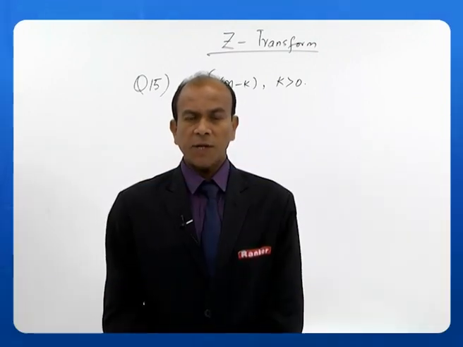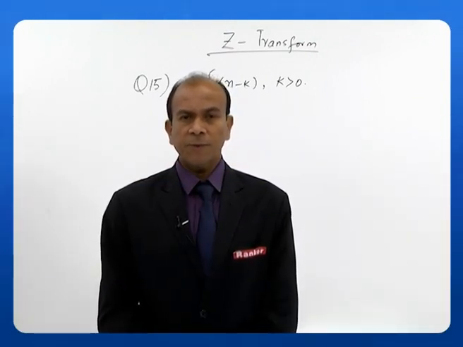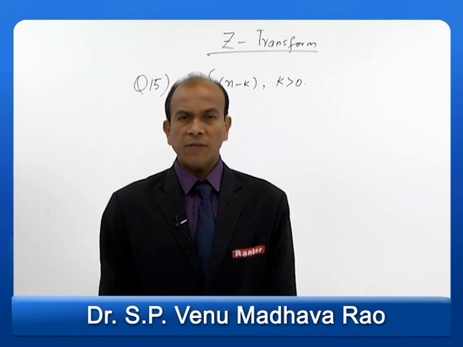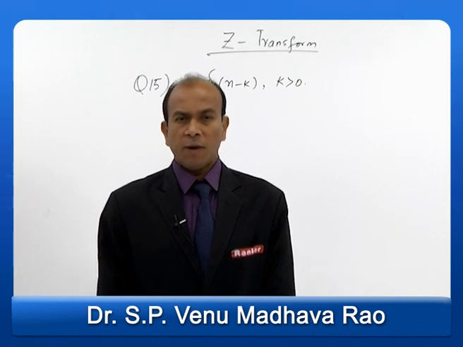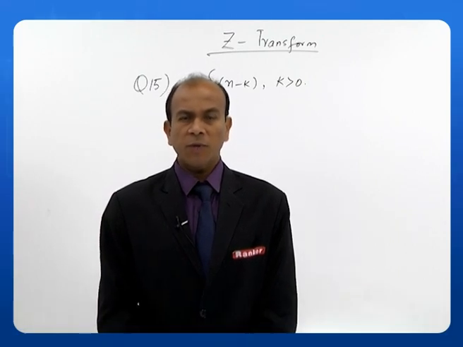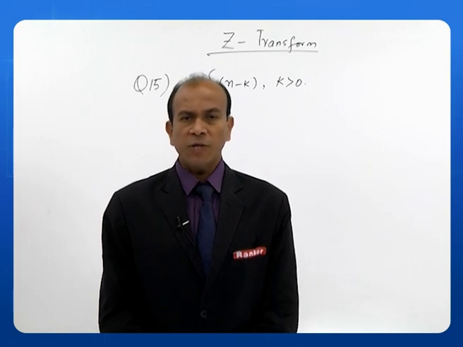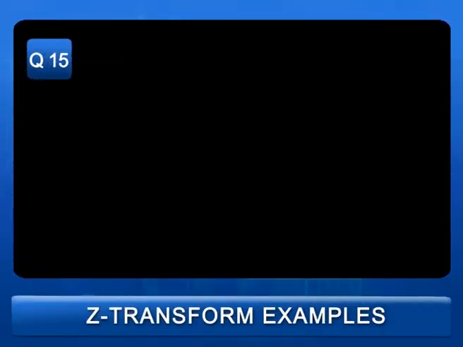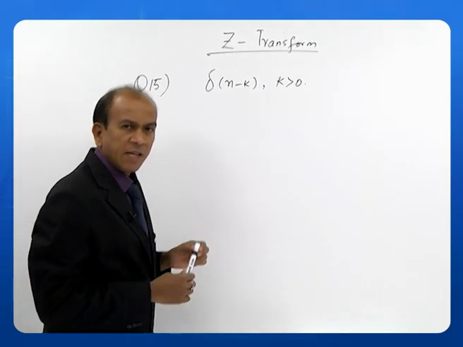Okay, in this session, let us see a few more problems in Z transforms. While solving these problems, we'll try to find out what are the different properties which we can use in the solution of these type of problems. Let's start with question number 15: delta of n minus k, where k is greater than 0. Now let us see how to solve this.